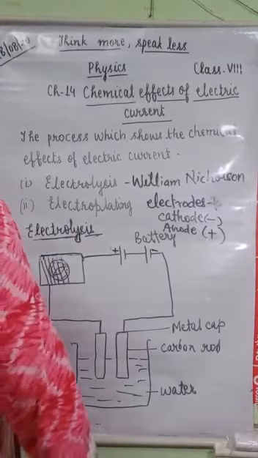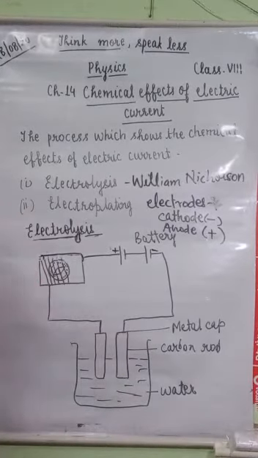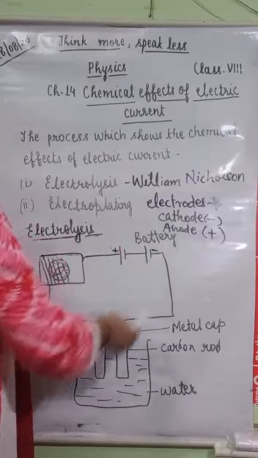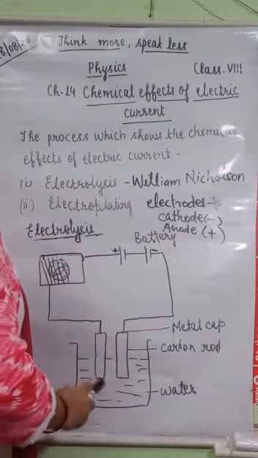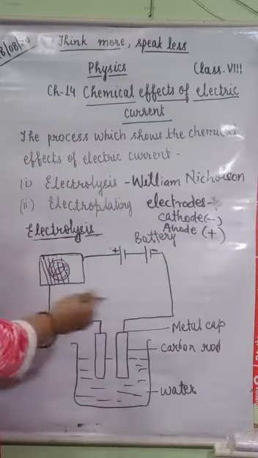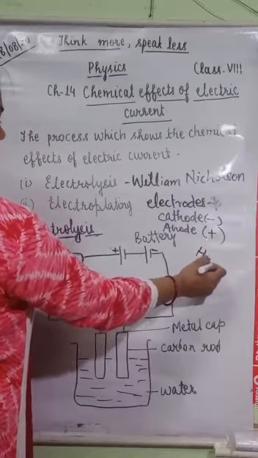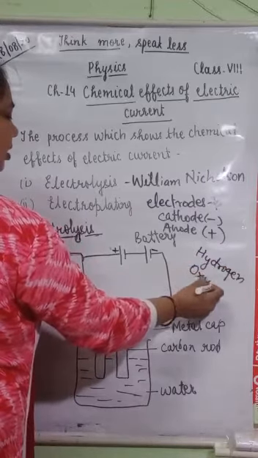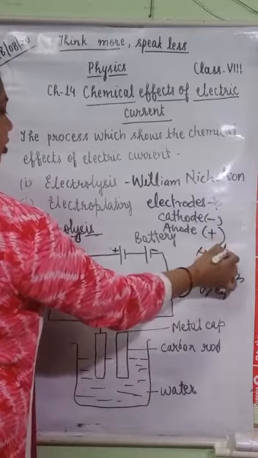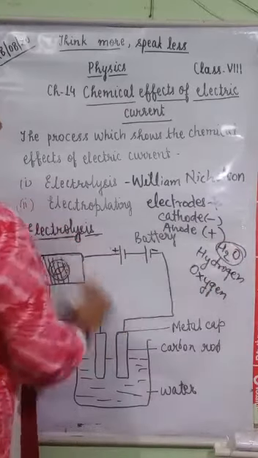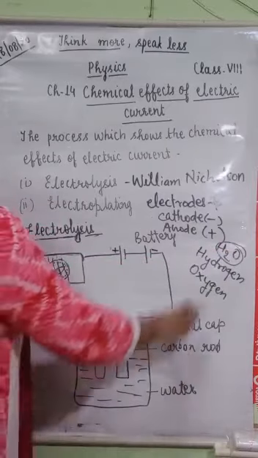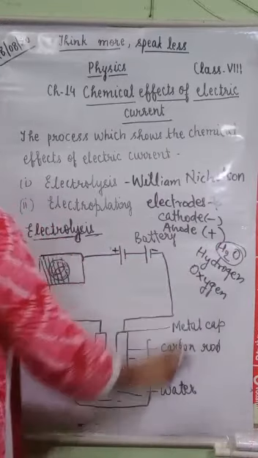So if electrodes are immersed in water and current is passed, bubbles are formed. Water is made up of two elements, hydrogen and oxygen. This is the formula of water. H2O is the formula of water. H is hydrogen and O is oxygen. So the elements of water are hydrogen and oxygen.